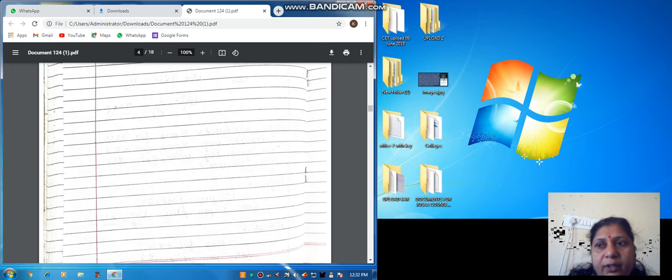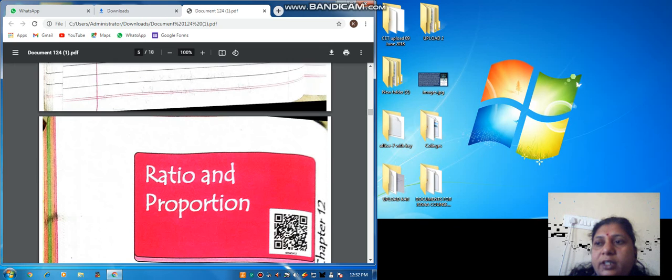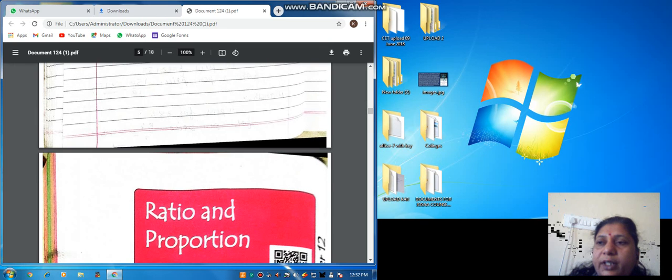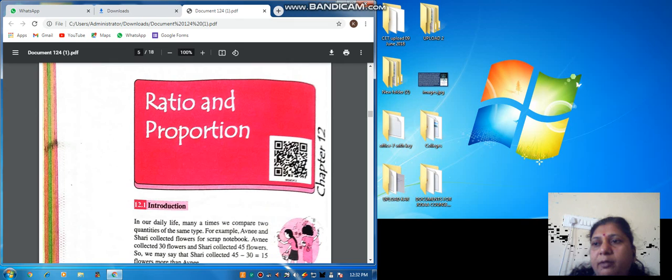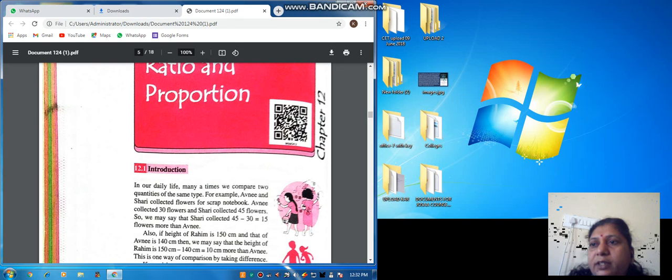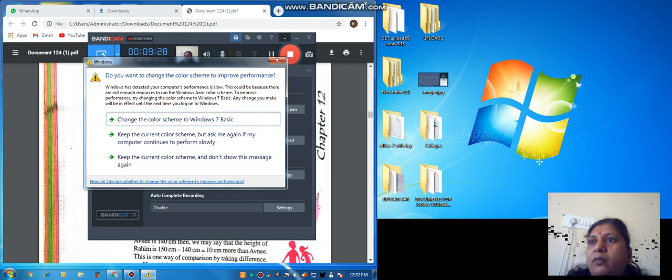ठीक है. अगर किसी को भी कुछ प्रॉब्लम हो इस चैप्टर में, आप फोन करके मुझे पूछ सकते हो, या ऑनलाइन क्लास में हम रिवाइज करवाएंगे. ठीक है. तो चलो हम रिवीजन स्टार्ट करें. Just 1 minute. हाँ. Okay.